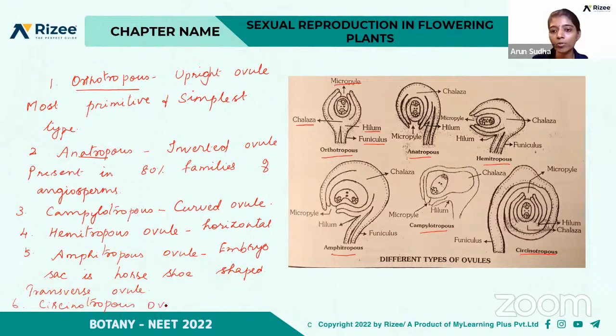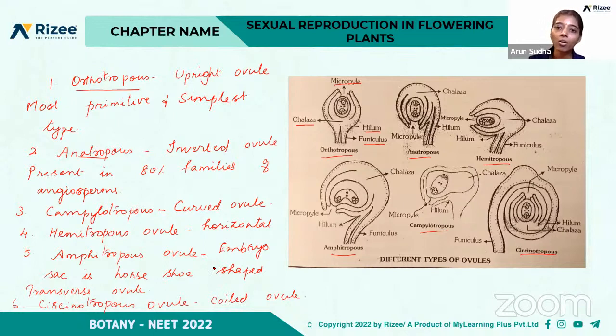Circinotropous ovule. So this is also called coiled ovule. If you see the structure of this, the funicle actually surrounds the entire ovule. So this is the micropyle and then chalaza. This funicle, if you see, surrounds the entire ovule. So it is called the coiled ovule. Okay, so it is surrounded by funiculus.